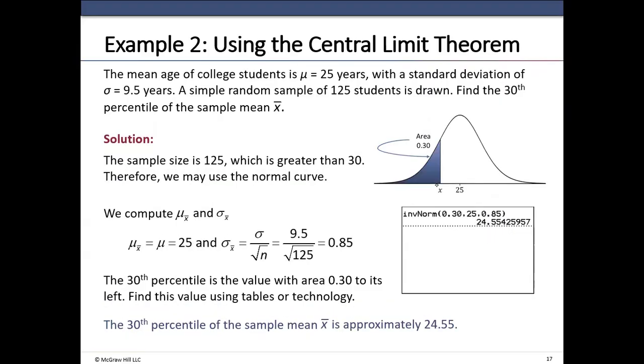Okay. Now they want us to find the 30th percentile, same information. So the area to the left of the unknown x is 0.3, 30th percentile. So second verse 3 in norm, area is 0.3. What is the mean? Mean is equal to the mean of the population, which is 25. Standard deviation we have previously determined is 0.85. Okay. And I paste, enter, and enter. It is 24.55. So 30% of the college students have a mean age less than 24.55.